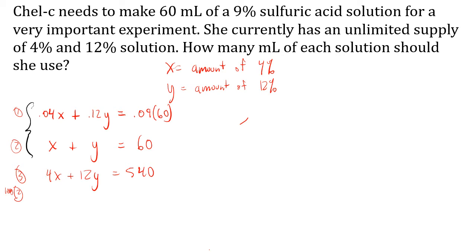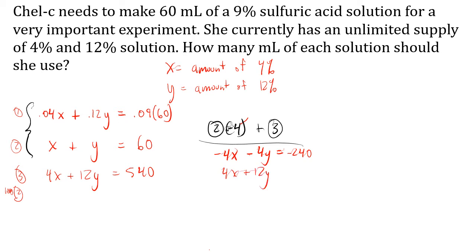I'm going to take equation 2 and multiply it by negative 4 to get rid of the x values, and then add that to equation 3. If we do that, we'll get negative 4x minus 4y equals, and negative 4 times 60 is negative 240. Then we're going to add equation 3, which was 4x plus 12y equals 540.